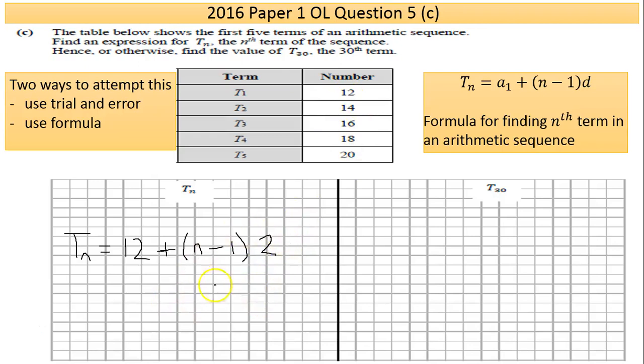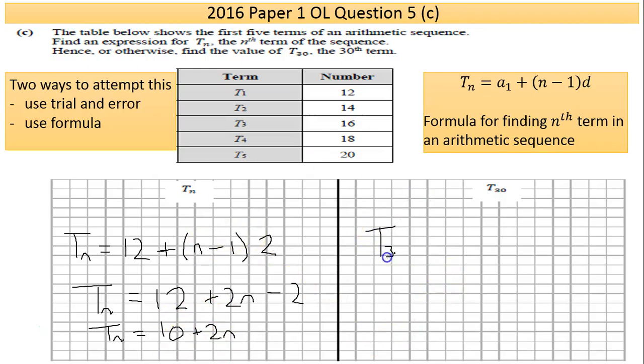And that's your expression. I could simplify it by removing the brackets and getting Tn equals 12 plus 2n. 2 times n is 2n, and 2 times minus 1 is minus 2. The 12 and minus 2 would simplify to give you Tn equals 10 plus 2n. So that's my Tn expression. Now, if I find T30, I can put 30 into that.